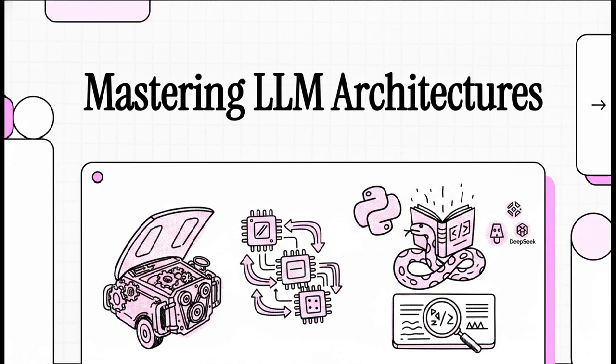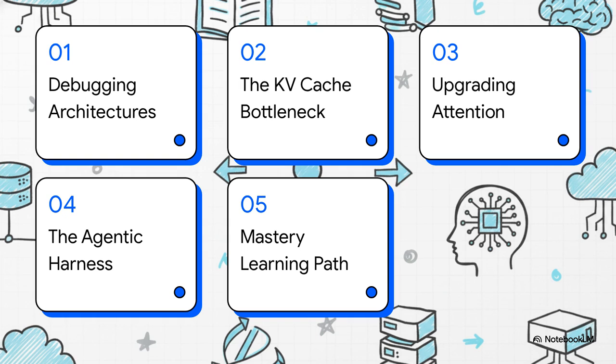Let's get into it. Here is our roadmap. We are looking at debugging custom architectures, tackling the KV cache bottleneck, upgrading attention mechanisms, plumbing the agentic harness, and finally, mapping out your LLM mastery learning path.